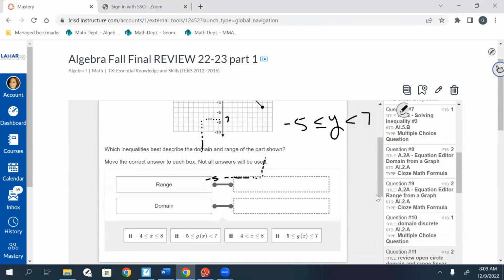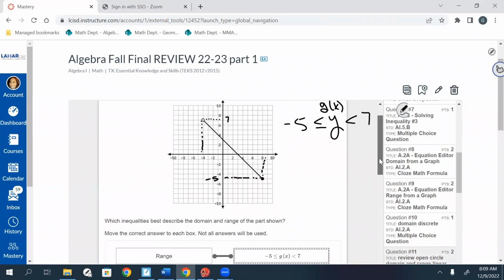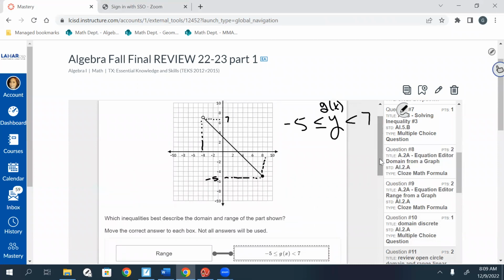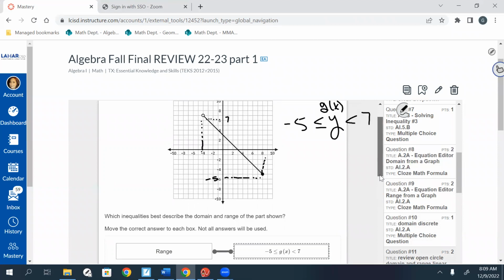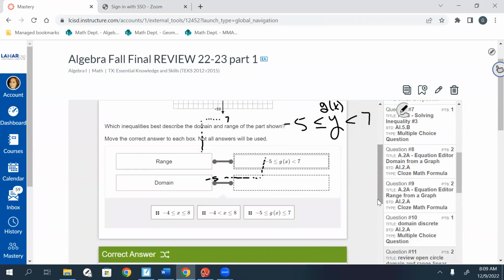And y'all remember, y is also sometimes written as f of x, like function notation, or in this case, g of x. So we've got to pick this one right here. That's for our range. And then the domain, if you look at the domain, you can see it goes between -4 on the x-axis up to +8, and -4 is where the open circle is. So we should have just less than next to the -4, and then next to the 8, we'll have the less than or equal to. So this one right there.